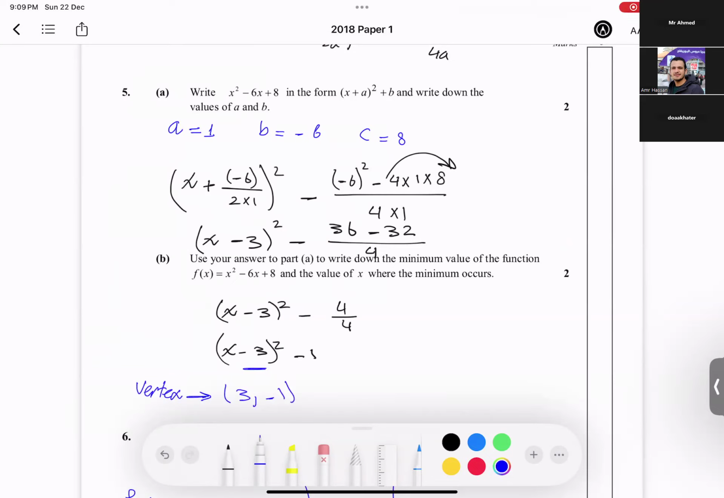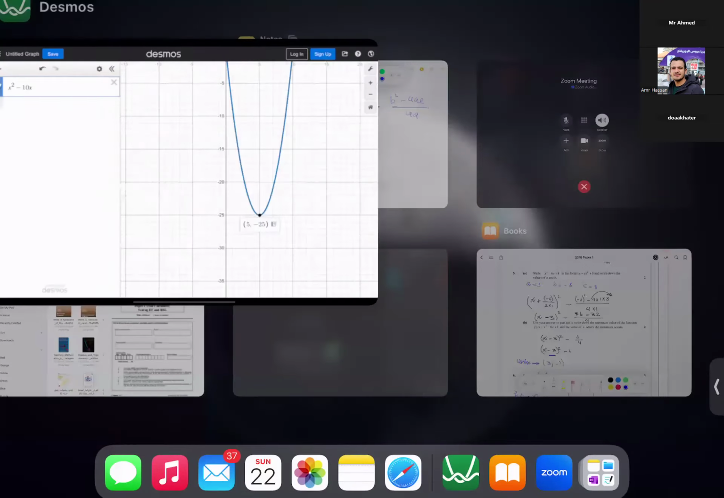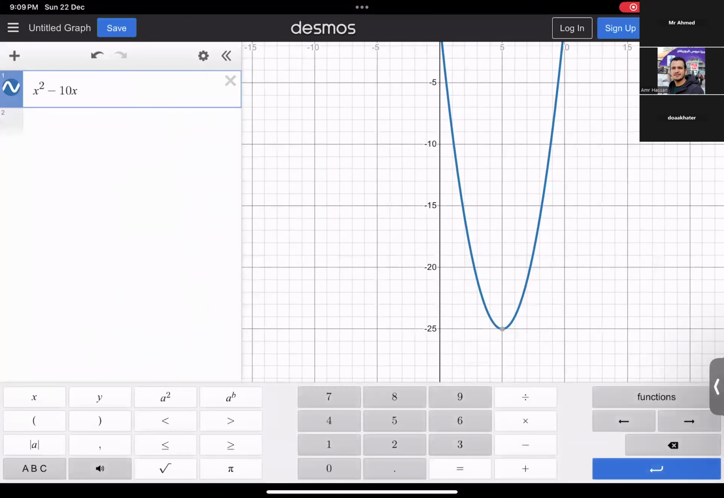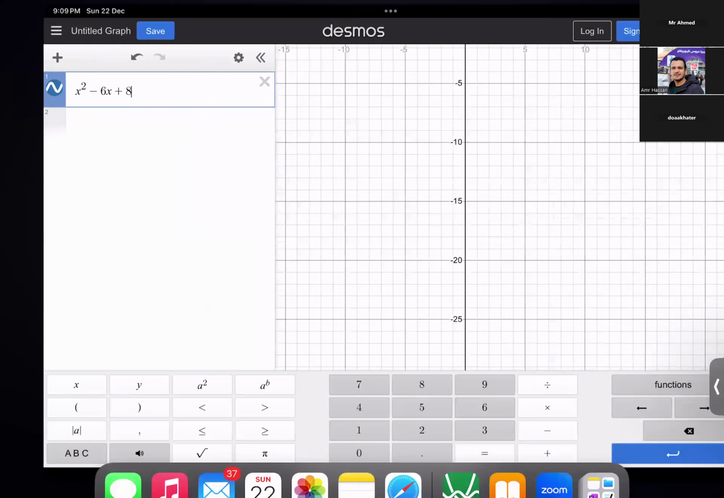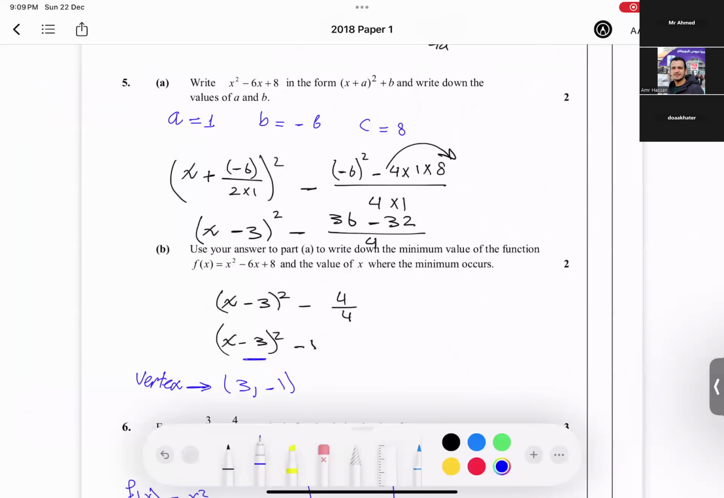Okay. I need to show you something. I need to match our solution with the graph. It was x squared minus 6x plus 8. Let me show you. x squared minus 8x. No, I meant 6x, right? Plus 8. Yeah, I think. Let me check. Minus 6x plus 8. Okay.